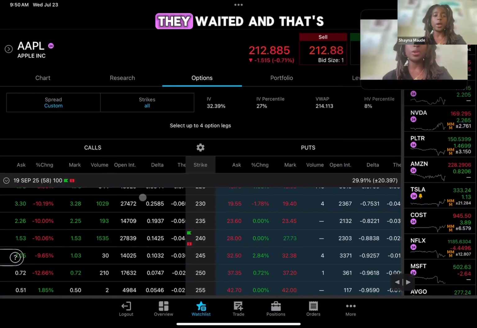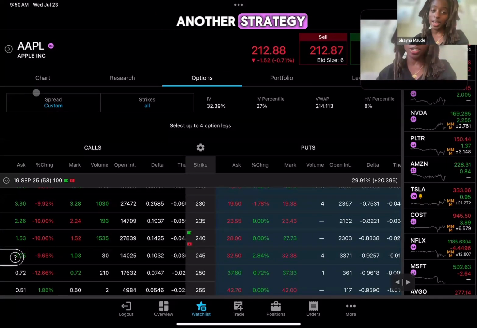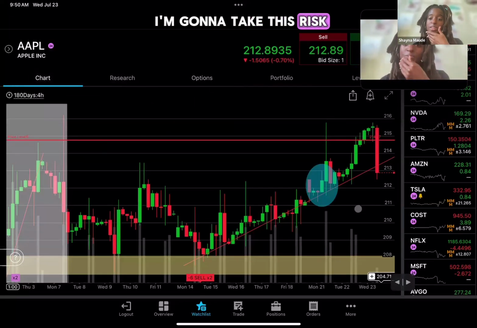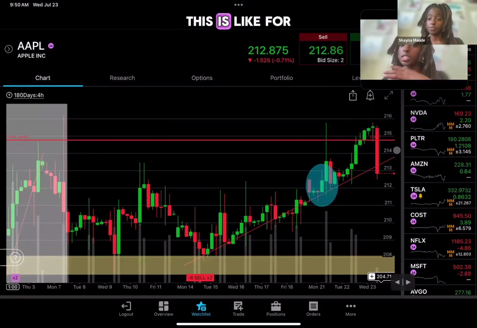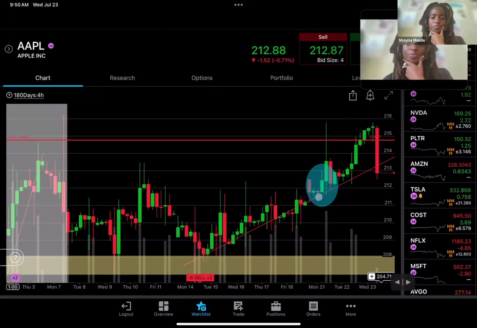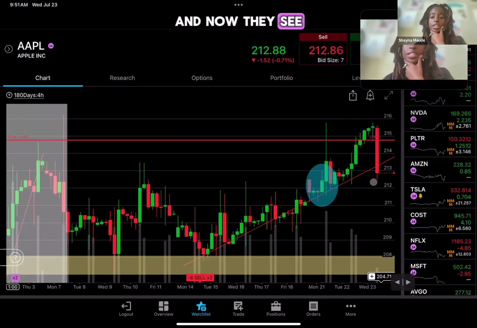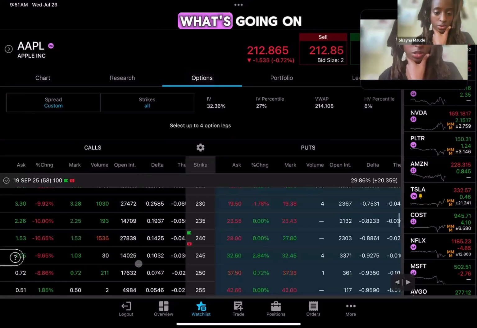So what people did, they waited, and that's another strategy, because I could have waited, but I was like, I'm gonna take this risk. They waited for it to hit this 215. They already had this trend line drawn. This is for the day traders specifically. And now they see that it's holding right here, and now they're buying the 240 contract. I'm telling you, that's what's going on.